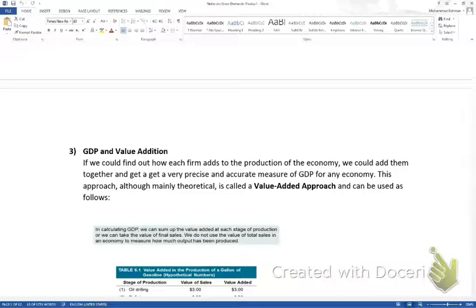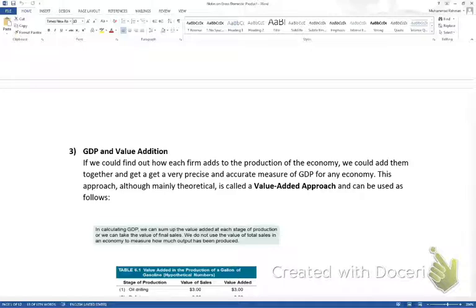But the problem is that some of these producers are intermediate good producers, like the tire producer who contributes to the production of a car as an intermediate good. So what we need to do is figure out something called value addition or value added. What does that mean? Value addition is the amount of output that a firm contributes to the production of a final good.